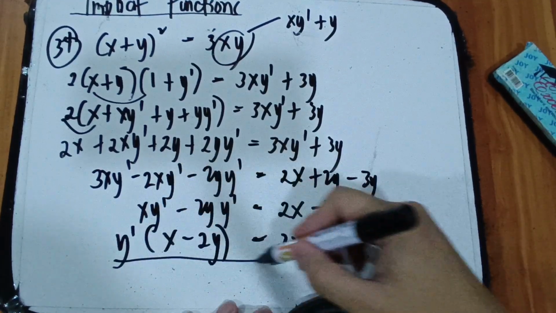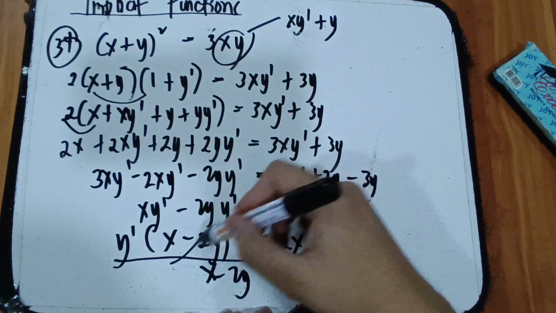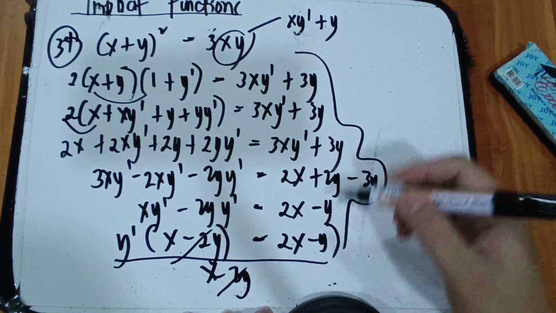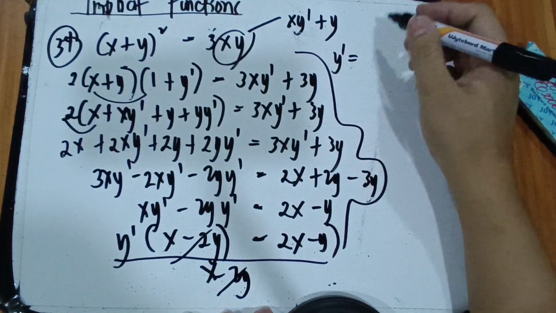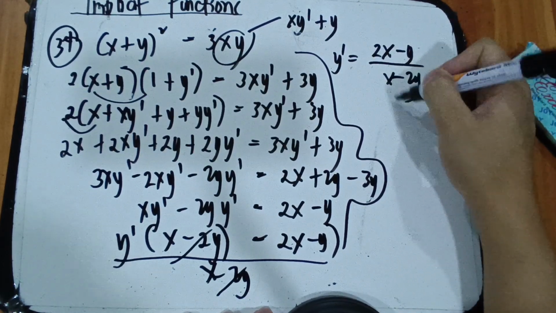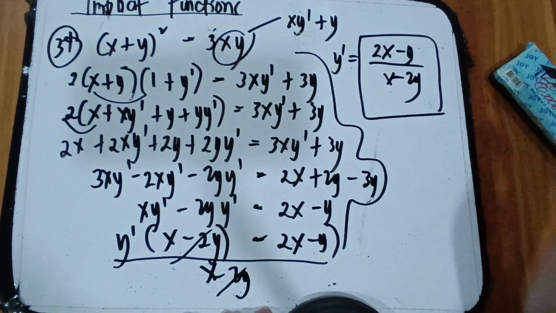X minus 2y is equal to 2x minus y. So, divide both sides by x minus 2y. Makakancel yon. Dito ko na lang siya itutuloy. So, y prime mo is 2x minus y over x minus 2y. So, wala na tayong pwedeng i-cancel dyan or i-reduce. Pwede na yan.